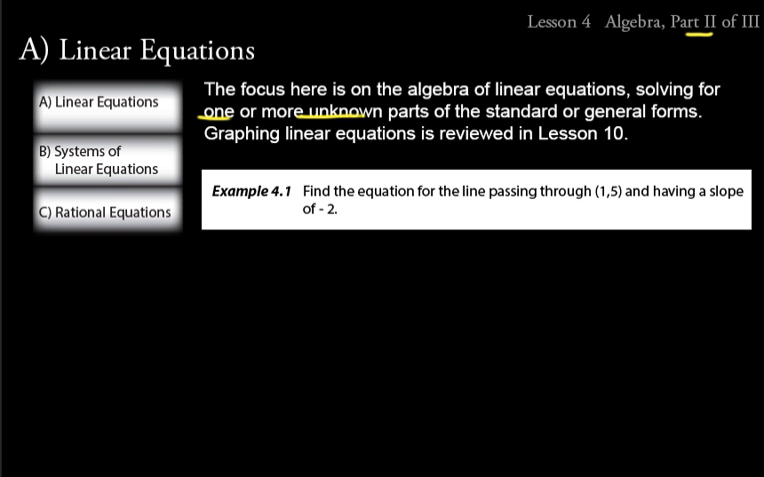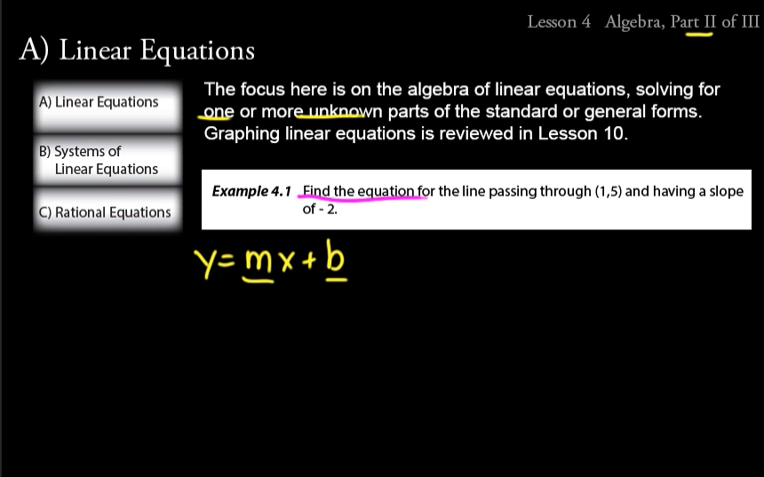So 4.1: find the equation of a line passing through the point (1, 5), having a slope of -2. If you want to graph this to visualize it better, you can, but that's not our focus. Our focus is on the symbolic form. Anytime you're asked to find the equation of a line, and I've been talking about this since Shormann Algebra 1, write the standard form first: y equals mx plus b. Find m, the slope, find b, the y-intercept, and you're done.